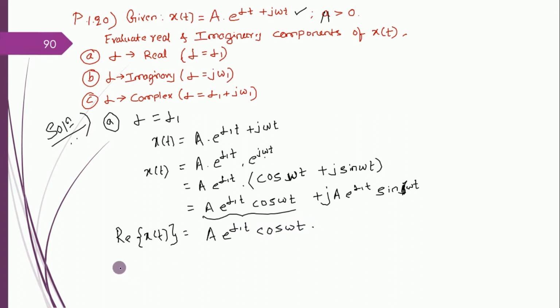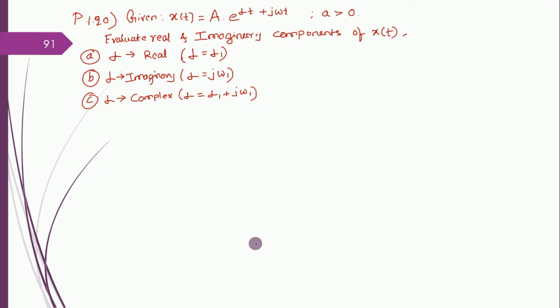So the imaginary part of the given complex signal is A into e raised to alpha 1 t, sine of omega t. So this is how you need to derive the real and imaginary part of any given signal. Now quickly we will understand how to do the same process for B, where alpha is j into omega 1.